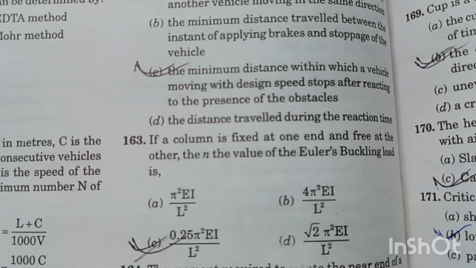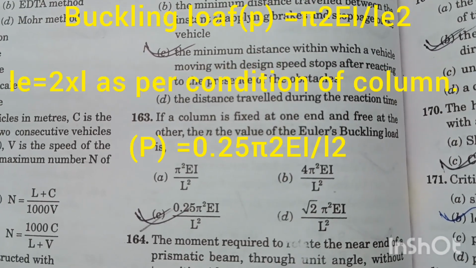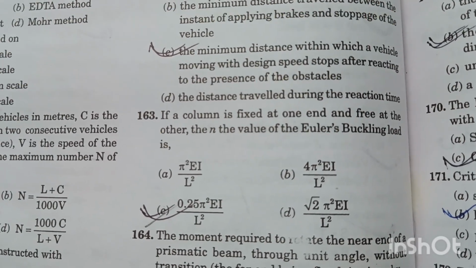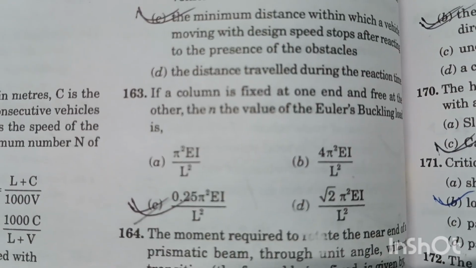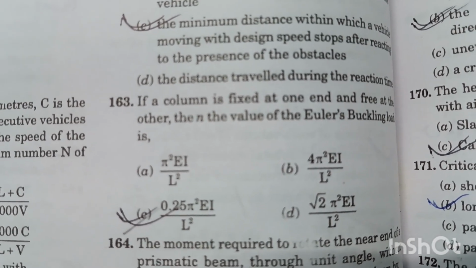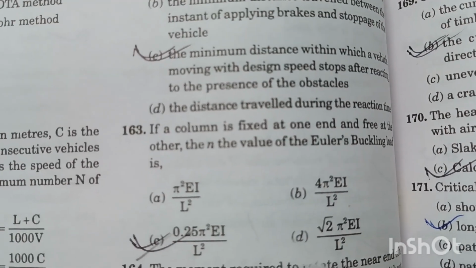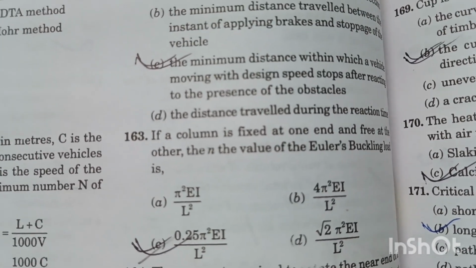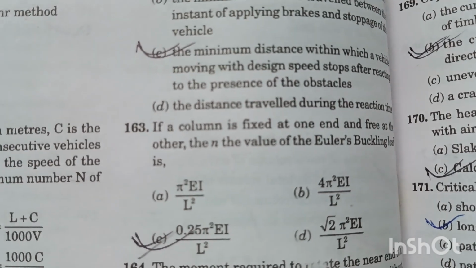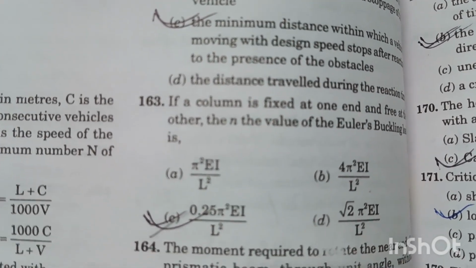Question number 163. If a column is fixed at one end and free at the other end, then the value of the Euler's buckling load is given by. We know the effective length for this condition will be 2 into original length, double the original length. So the buckling load we know pi square EI by L square. So equation will be 0.25 pi square EI by L square.